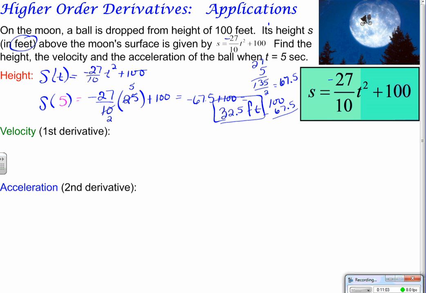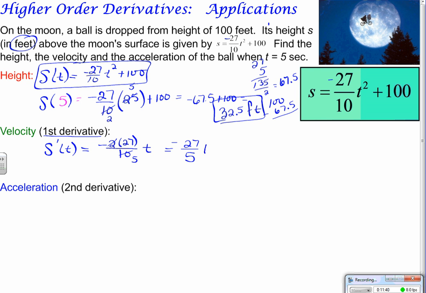Okay, velocity. Remembering velocity is the first derivative. So if I took my original position function and did a derivative on it, that's going to take me to velocity. Working off of this, the derivative of that would bring a 2 down. I'd have negative 2 times 27 divided by 10 t, and then plus 100, but the derivative of plus 100 will be plus 0. Simplify this. 2 goes into 10 5 times, so it looks like we have negative 27 fifths t.